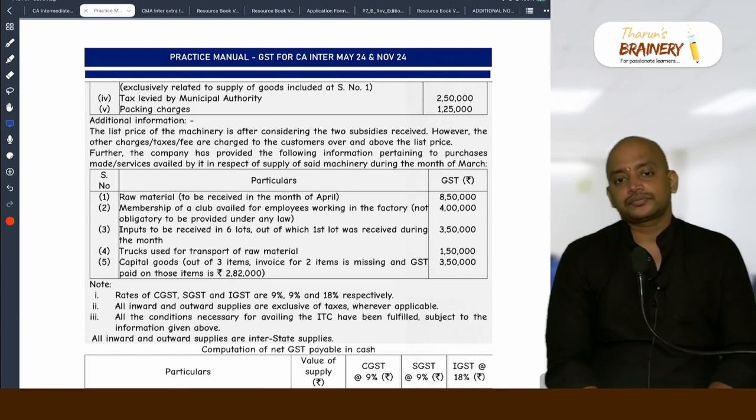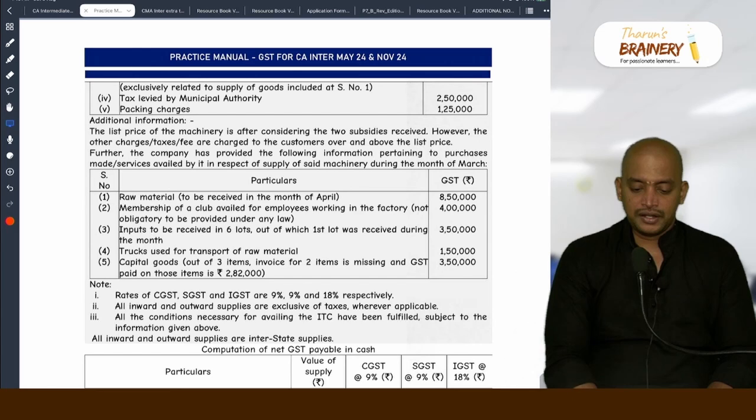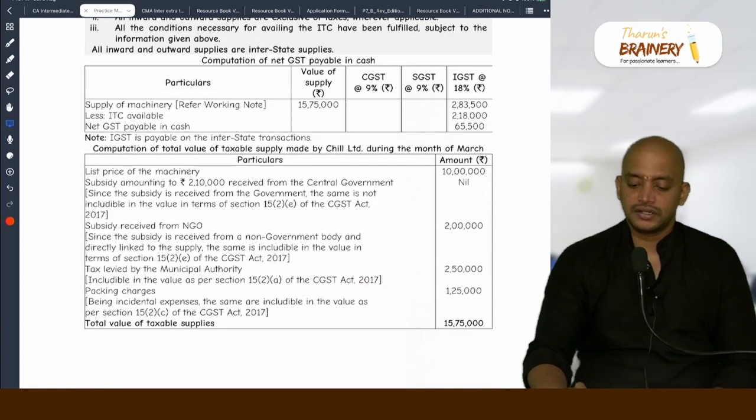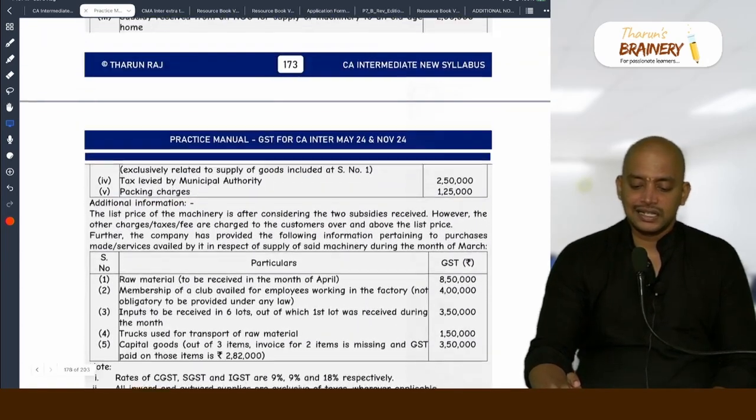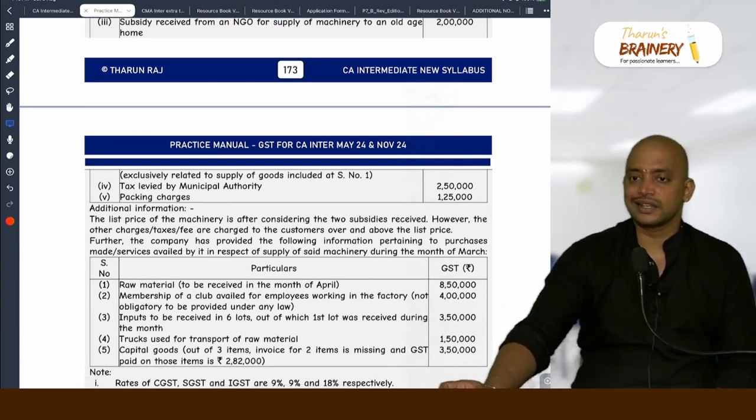So therefore, statement 1. What is the first statement? Gross GST payable under FCM. Statement 1. Gross GST payable under FCM. How much? Just now you computed 15 lakh 75,000 into 18%, that is 2,83,500.